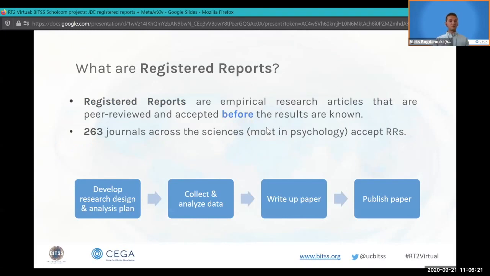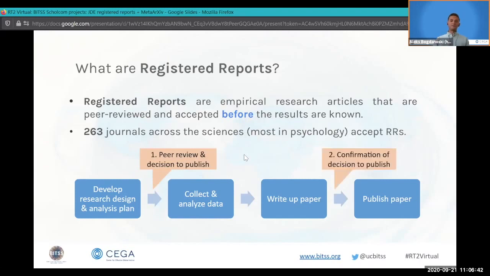So what are registered reports? If you're not familiar, registered reports are empirical research articles which are peer-reviewed and accepted based on the merit of their research question and the quality of the research design before the results are known. So if you think of the peer review process, it is split into two stages, where at stage one, authors submit a proposal which includes an introduction, methods, and data analysis plan. This then gets evaluated, and if evaluated positively, the journal grants an in-principle acceptance to this paper, which essentially entails a promise by the journal to publish the resulting paper, regardless of the nature of its results.